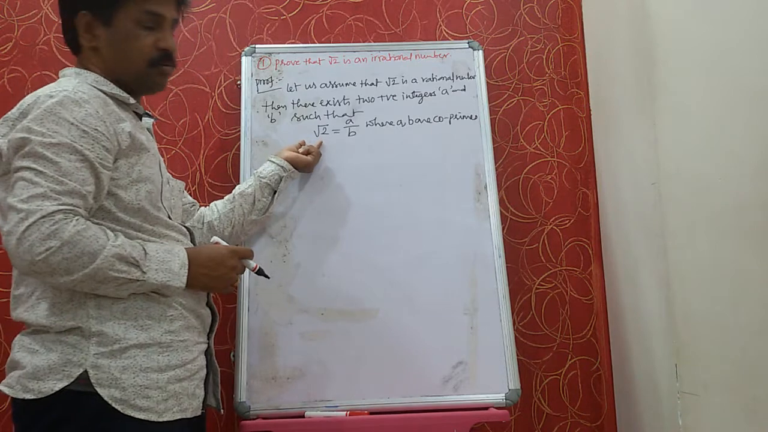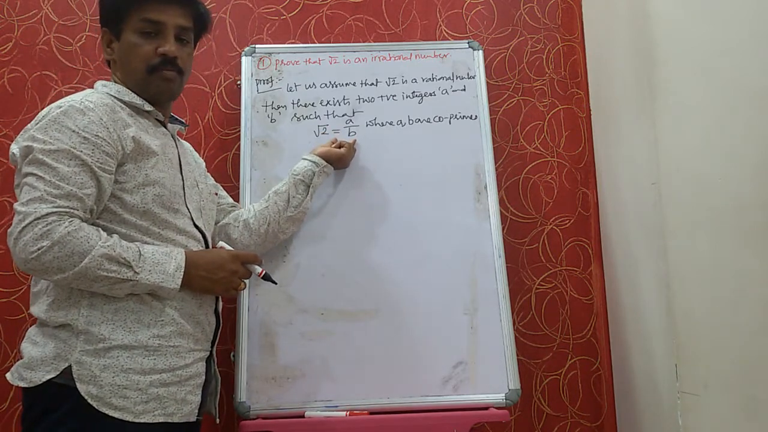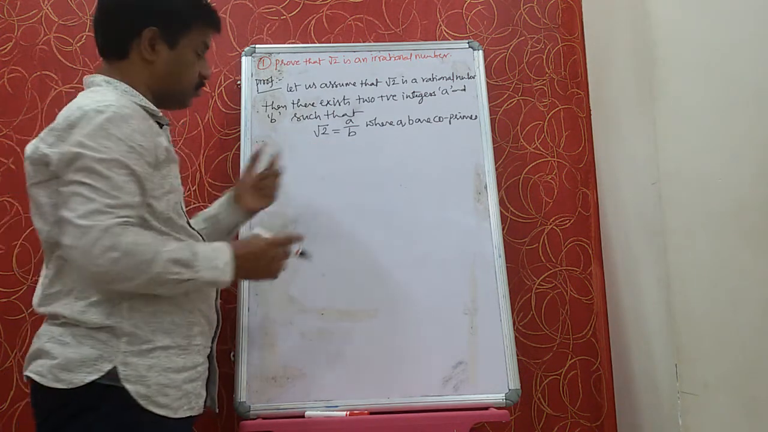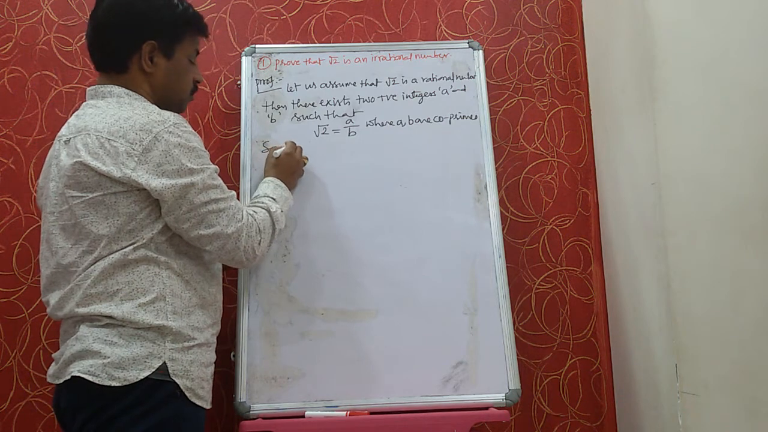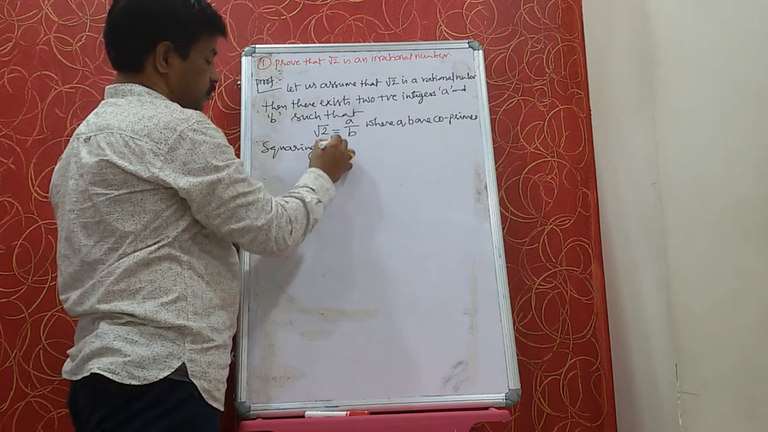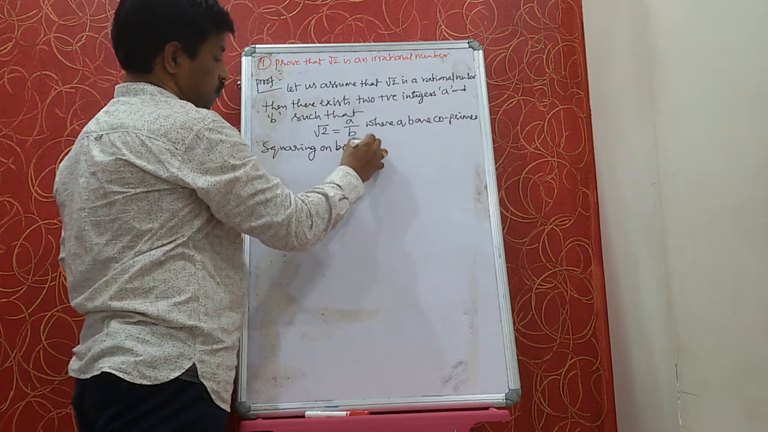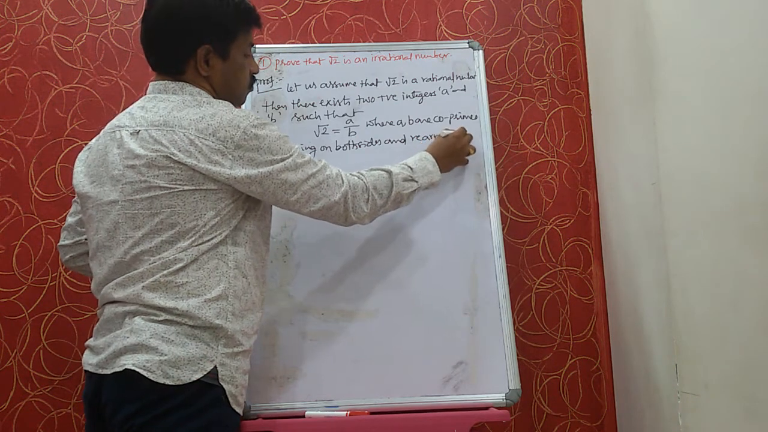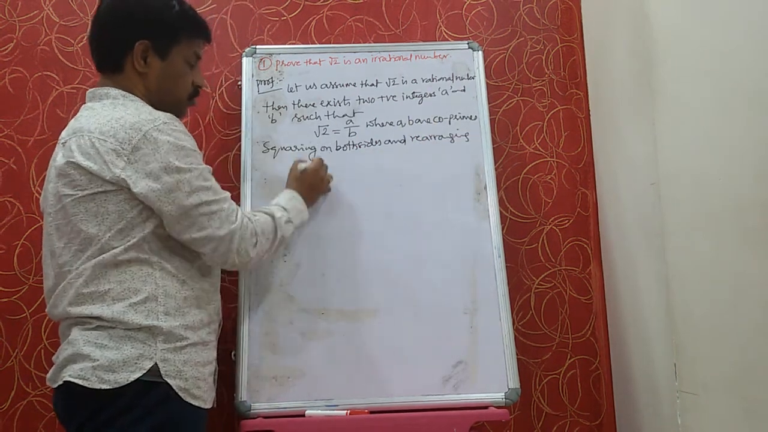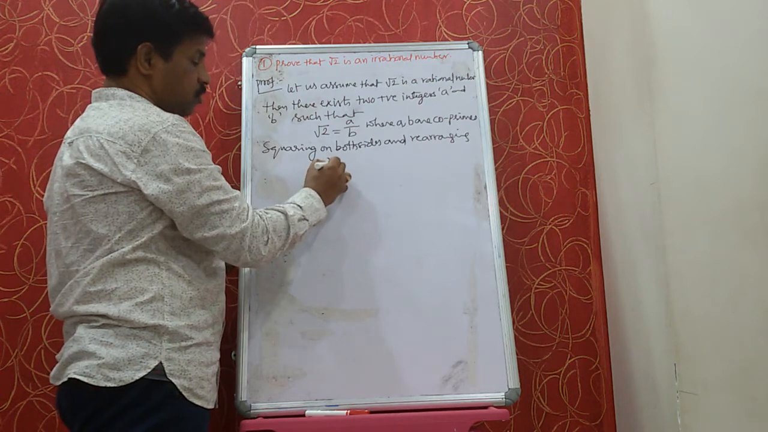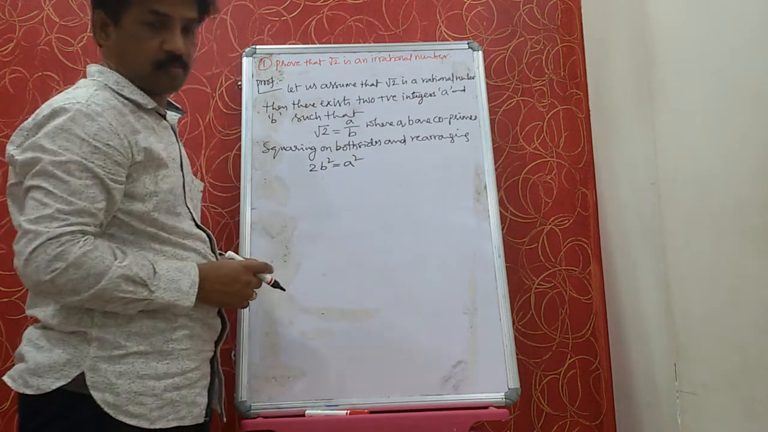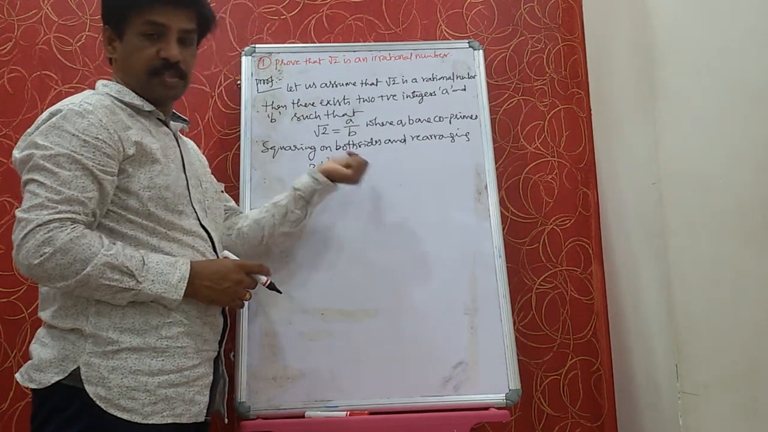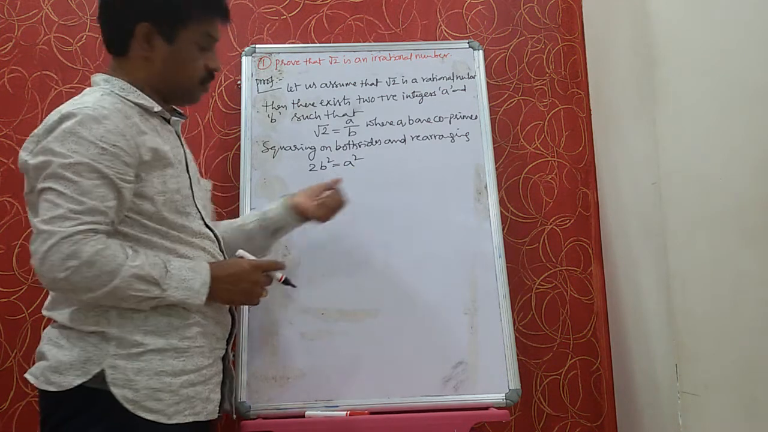Now root 2 is a rational number, that's why we wrote root 2 equal to a by b. Now we will do squaring on both sides, and after that we will rearrange. We will get 2b square equal to a square. Here 2 into something equals a square. So 2 divides a square, it also divides a.